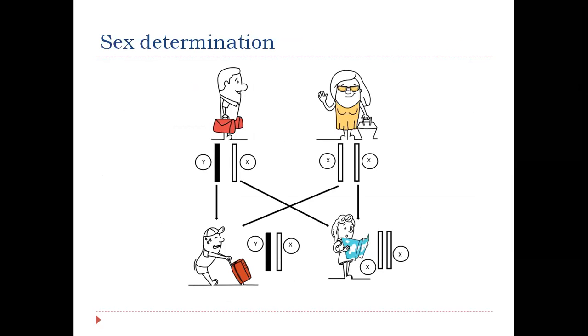Sex determination. If you see here, the man has X and Y, but the woman has X and X. So each time that the sperm comes with the letter Y, it will produce a baby boy, but if instead comes the letter X, it will be a baby girl. So in both cases, what determines the sex of the baby will be the man, or the father of the baby.